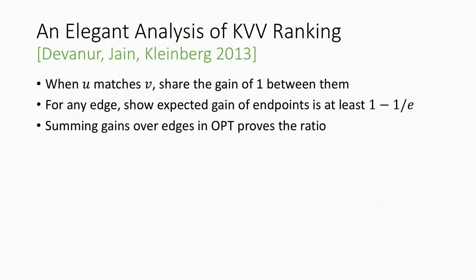So here's a one-page recap of the high-level plan of how to analyze ranking, KVV ranking, in the old model. I'm not going to talk about the original analysis 30 years ago, but this one from 5 years ago by Nikhil here and Kamal Jain and Bobby Kleinberg, which was a randomized primal-dual technique. But I'm going to present a simplified version which can be viewed as a gain sharing mechanism.